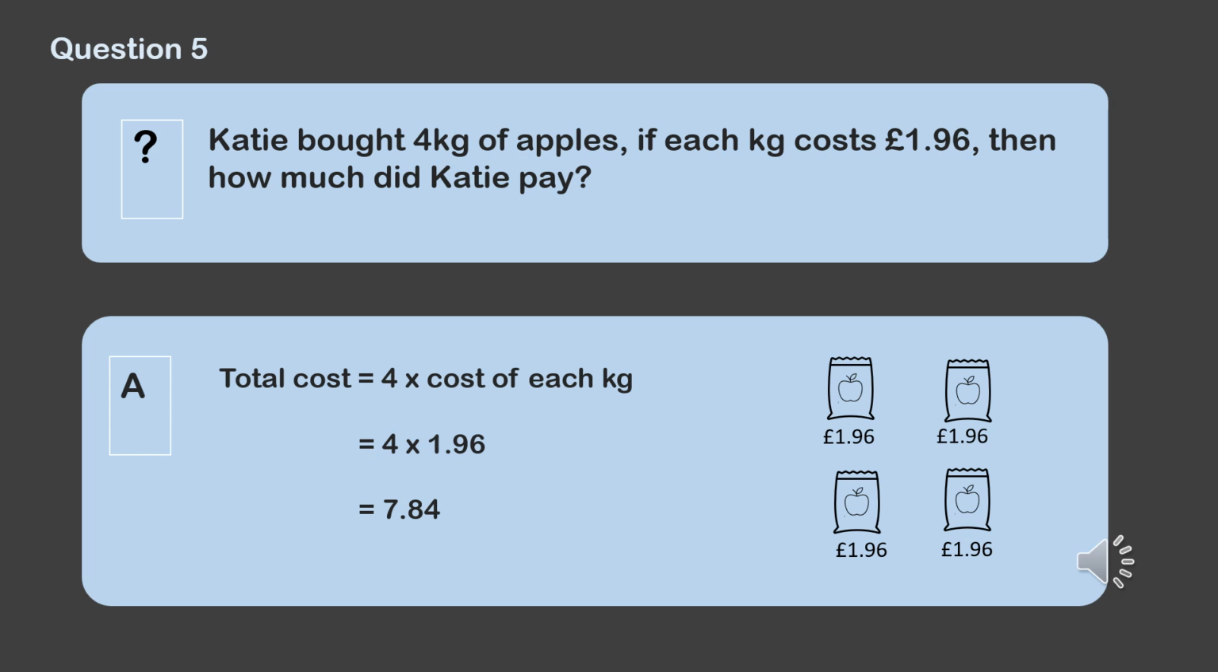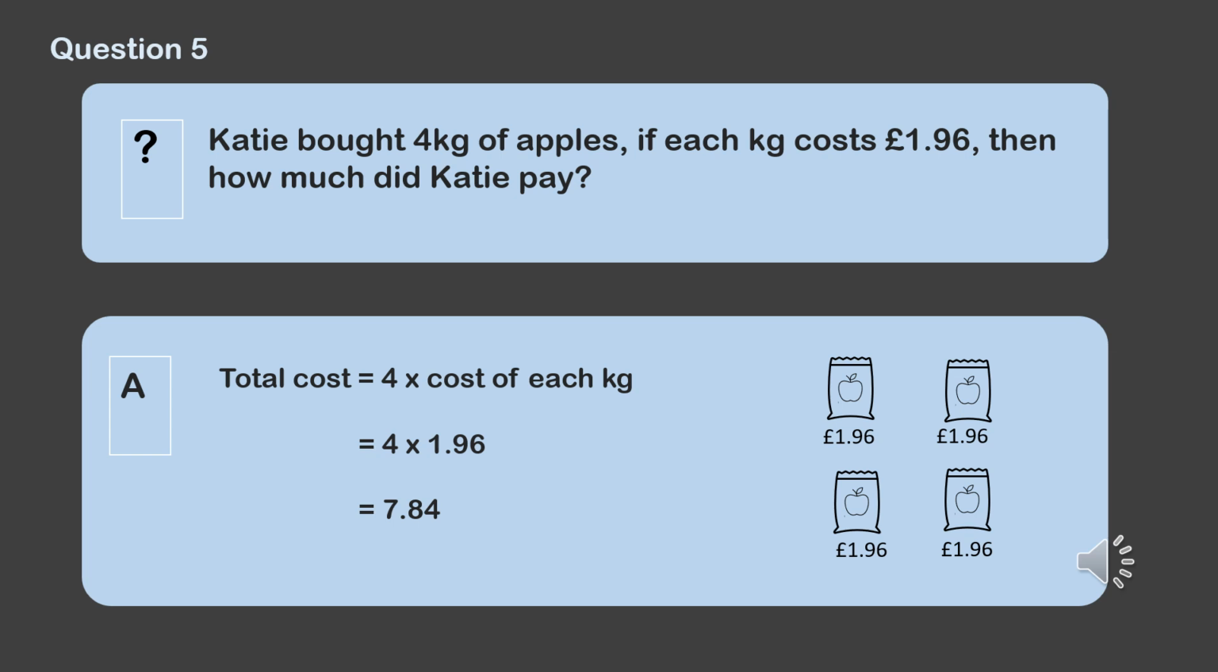Question number 5. Katie bought 4 kilograms of apples. If each kilogram costs £1.96, then how much did Katie pay? So this is a simple and straightforward question. In this question, to find the total cost, I need to times 4 by the cost of each, which means 4 times £1.96, which equals £7.84.